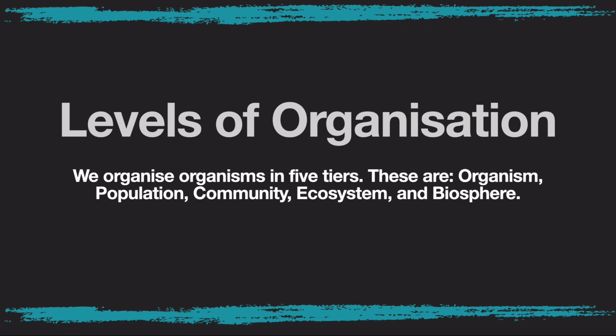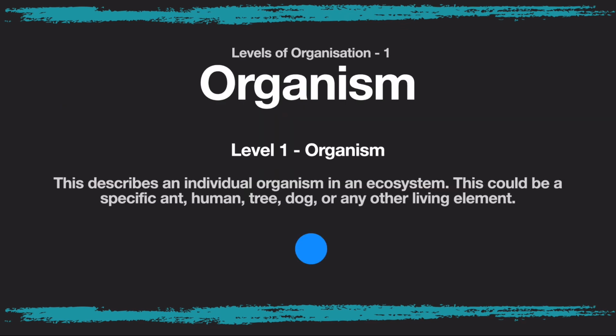Levels of organization. We organize organisms into 5 tiers. These are organism, population, community, ecosystem, and biosphere. Level 1. Organism. This describes the individual organism in an ecosystem. This could be a specific ant, human, tree, dog, or any other living element.